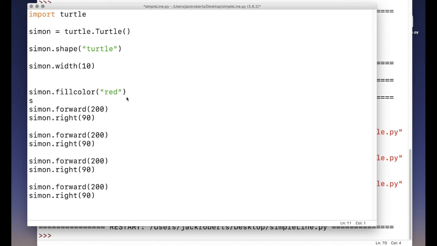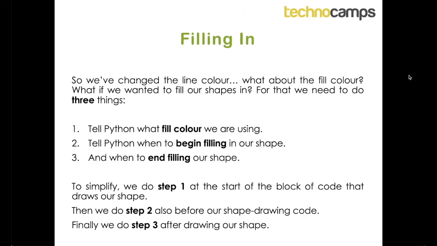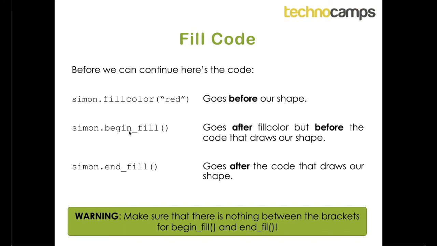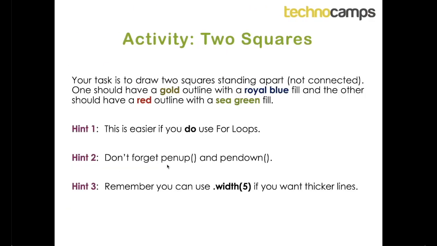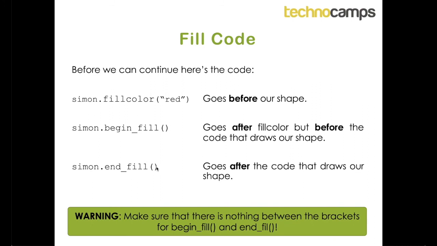We need to tell it to begin fill. So Simon.begin. Now, let's move on a slide. Here's the code for it. We have begin underscore fill, open bracket, close bracket. Let's try that. And then what do we have at the end? Well, at the end, we have end underscore fill, open bracket, close bracket. And notice there is absolutely nothing inside the brackets at the end of begin fill and the end of end fill. The only time we have things inside the brackets is for the fill colour.